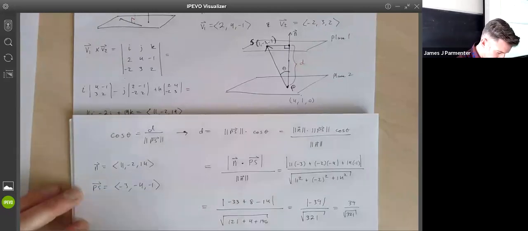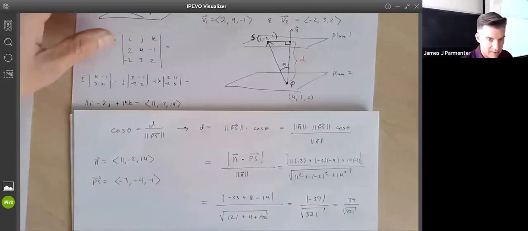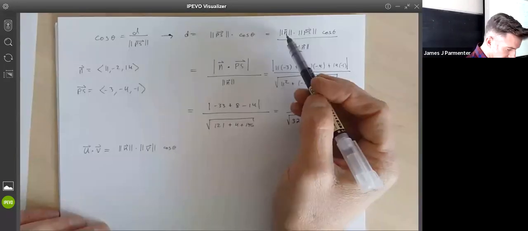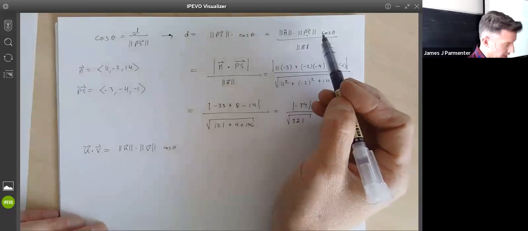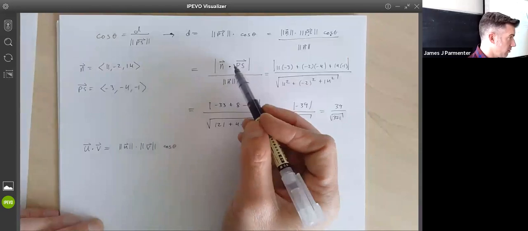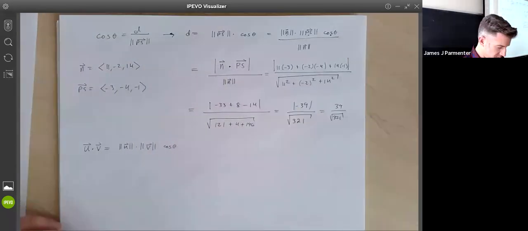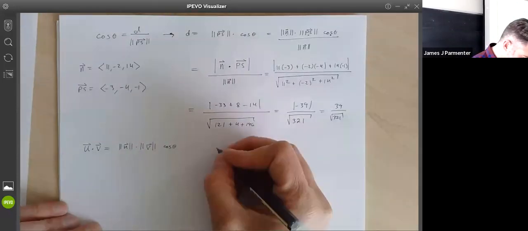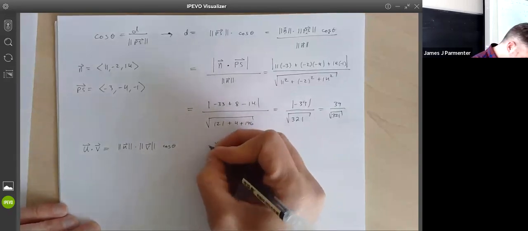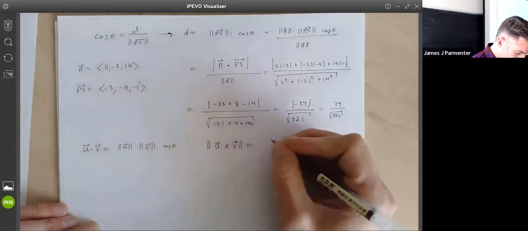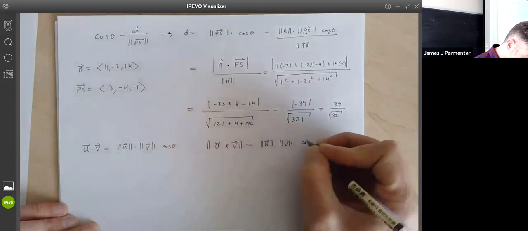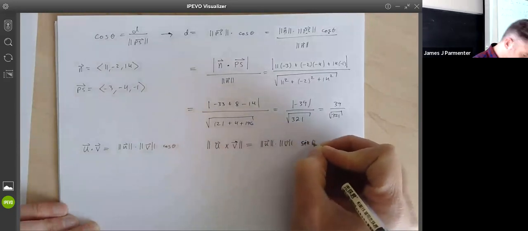So what's happening is we're transforming this into this. Oh, sorry, you can't see the things I'm writing. Apologies. So the whole idea is we're taking the magnitude of n times the magnitude of ps times cosine of the angle between them and replacing that with the dot product of n and ps. In a similar way, in the previous problem, the magnitude of u cross v is equal to the magnitude of u times the magnitude of v times sine of the angle between them.